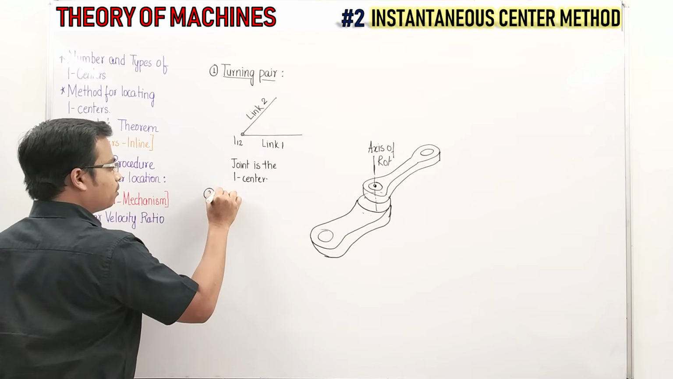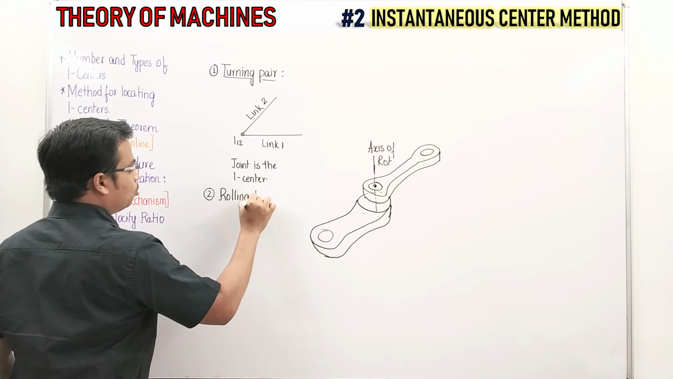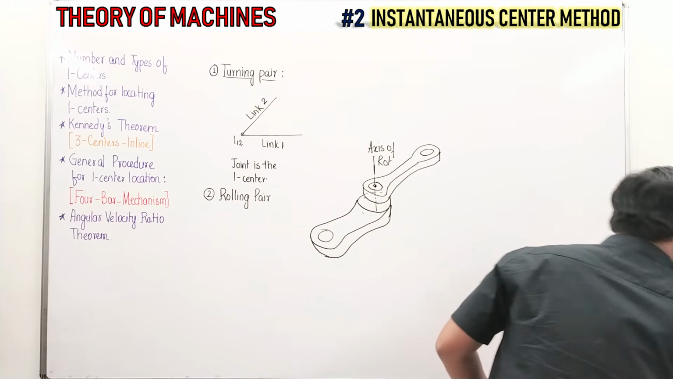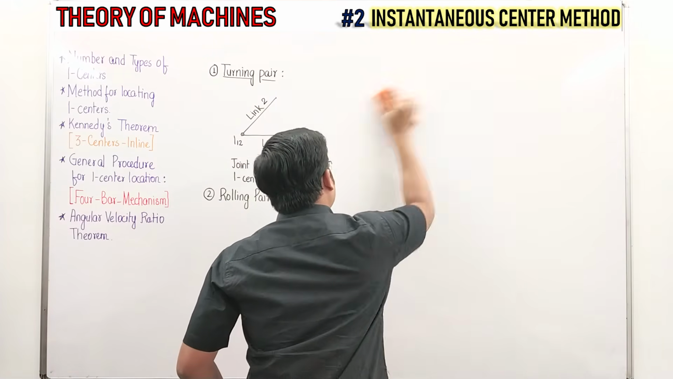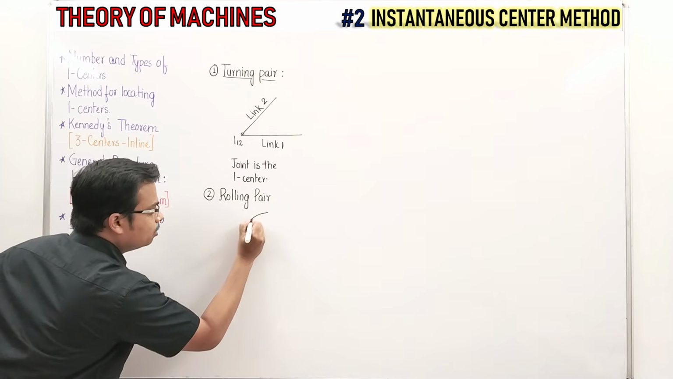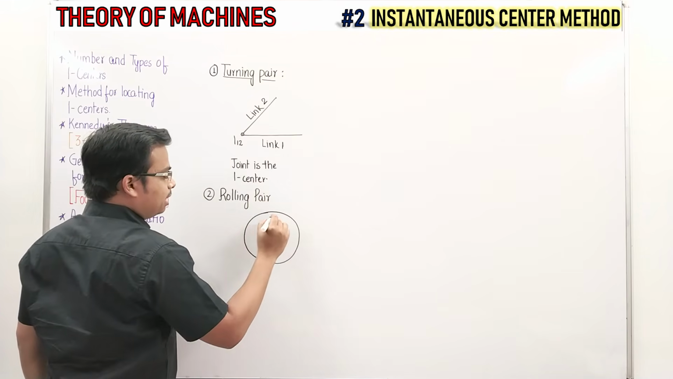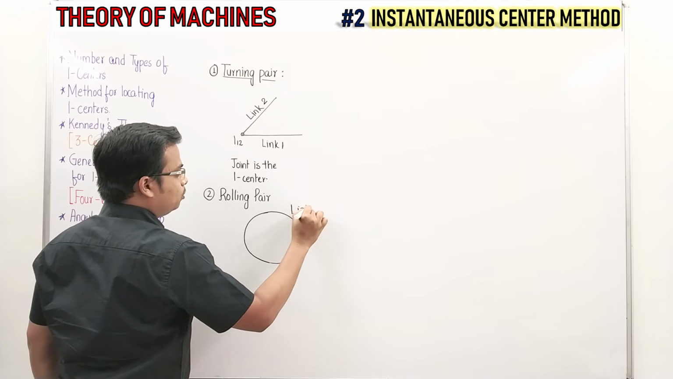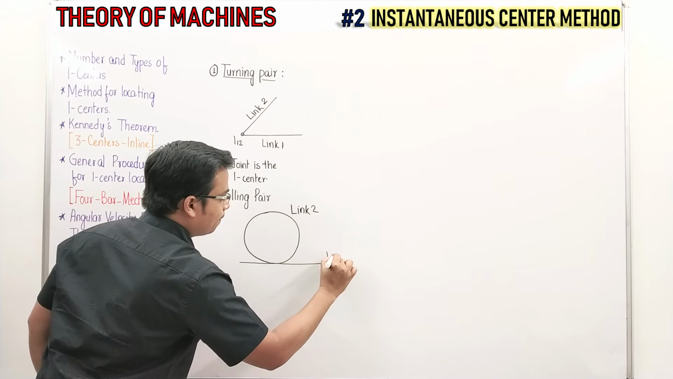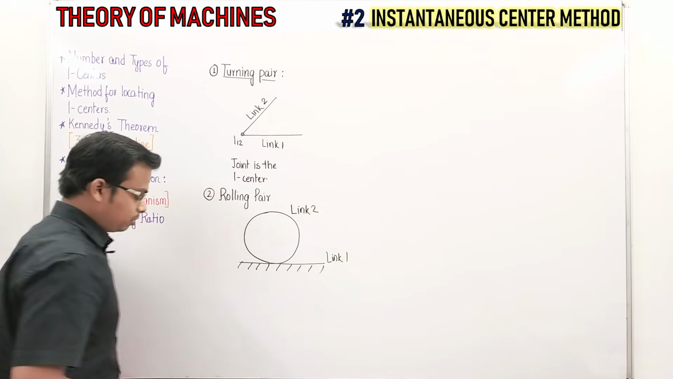Now let us take this session forward, and the next pair that we are going to talk about is the rolling pair. This is something which I had introduced in the first lecture. There is an object which is going to roll above a horizontal surface. Just take a look at this, and you will understand in a very easy manner. There is an object, let's say a disk. Let's name this disk as link 2, and there is a surface like this, and this is link 1. Link 1 is going to be fixed.